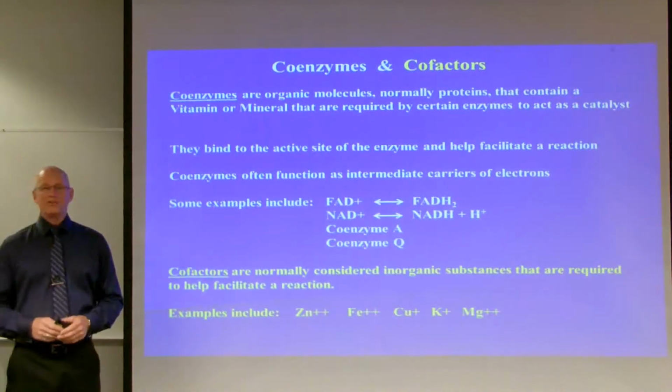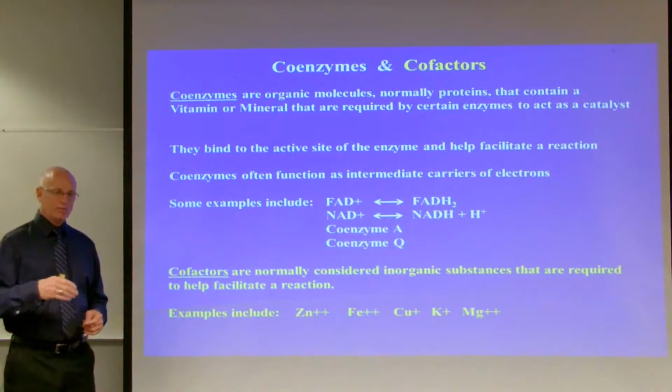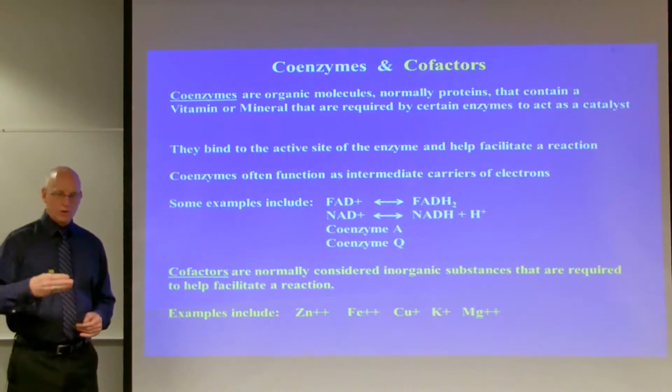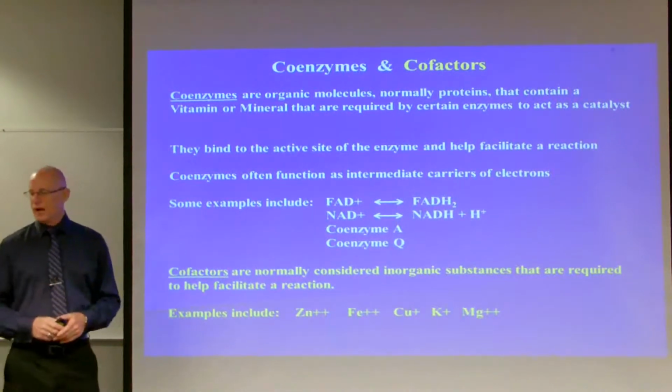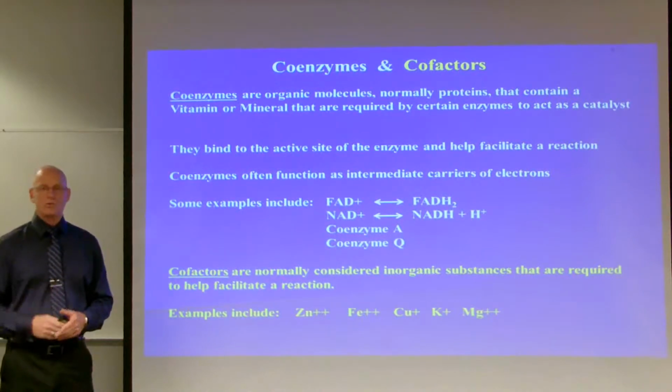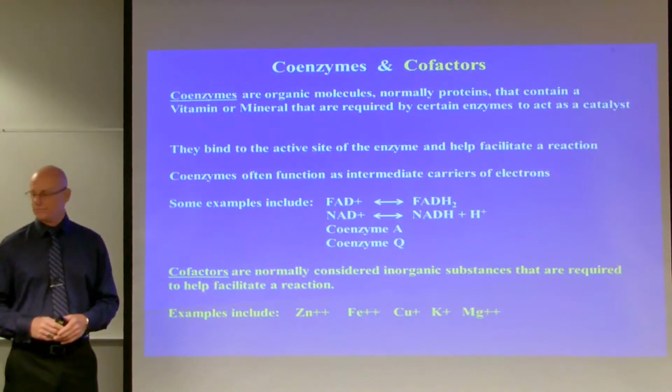Okay, a couple definitions: coenzymes and cofactors. Coenzymes are organic molecules, normally proteins, that contain a vitamin or a mineral that are required by certain enzymes to act as a catalyst. And catalysts help facilitate a substrate to a product. They bind to active sites of the enzyme and help facilitate a reaction. Coenzymes often function as intermediate carriers of electrons, and we'll see how this works in an electron transport chain.